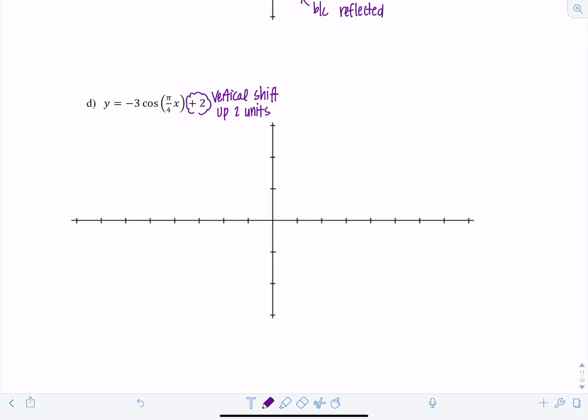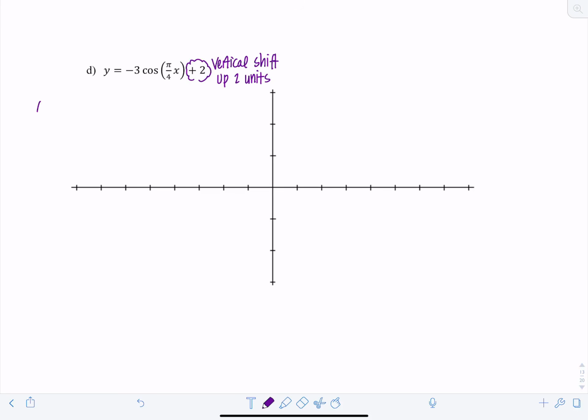Okay, so let's go through the rest of the process the same way. So the amplitude, that's the absolute value of -3, so that's 3. So that negative means we also have a reflection over the x-axis. I mean, they're just throwing everything at us. I love it.